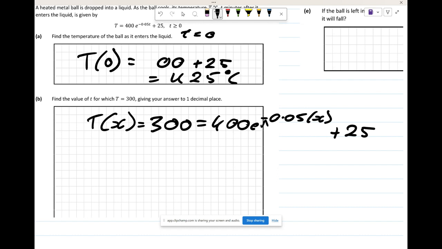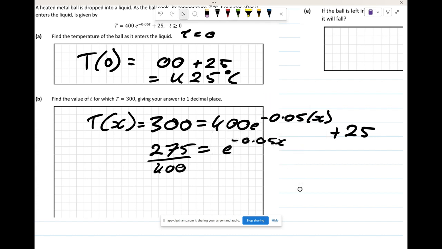So let's do everything in reverse. Let's take the 25 off first. So it's going to be 275 equals 400 e to the minus 0.05 x. Now we want to divide by that 400. Divide by 400.